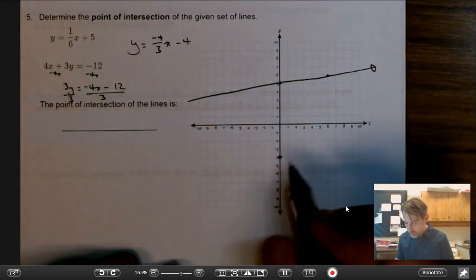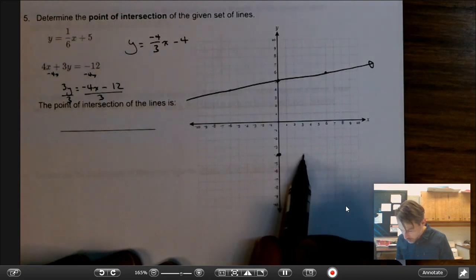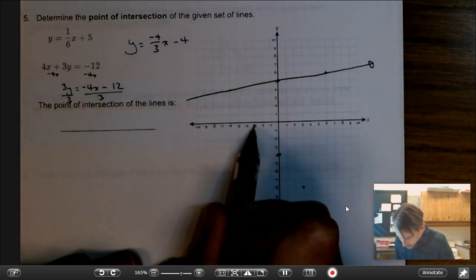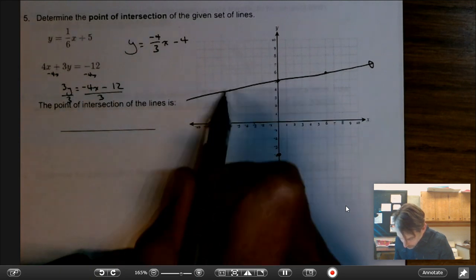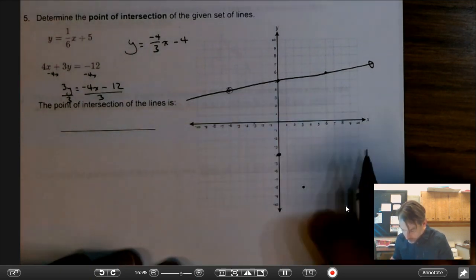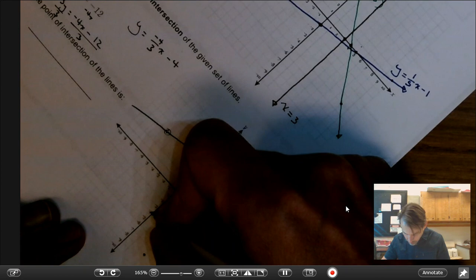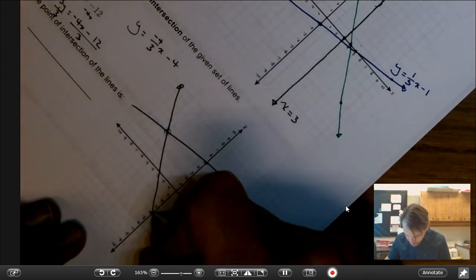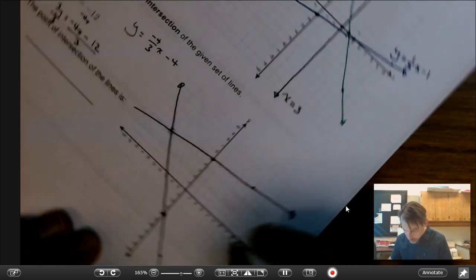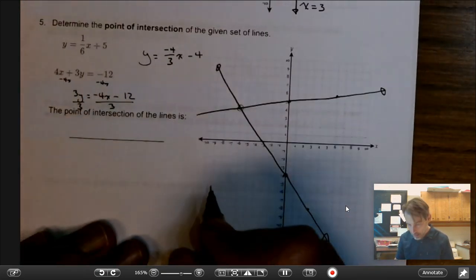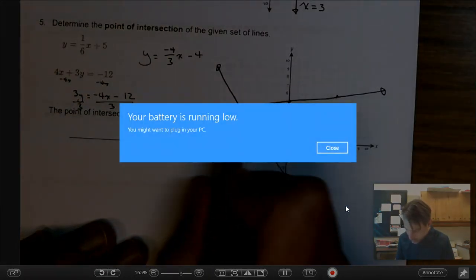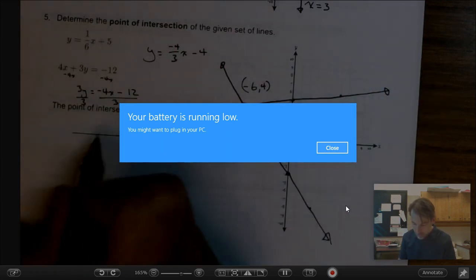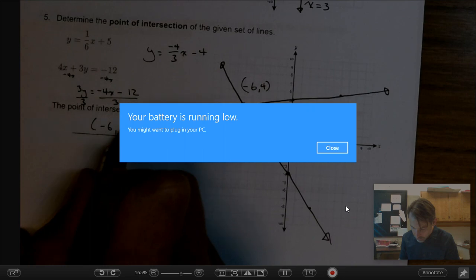So if we run 3, we rise negative 4. But if we run negative 3, we rise 4. There it is there. Okay, put a line through it. Just use your slope to find where they intersect. So this intersects at the point (-6, 4). So the point of intersection is (-6, 4).